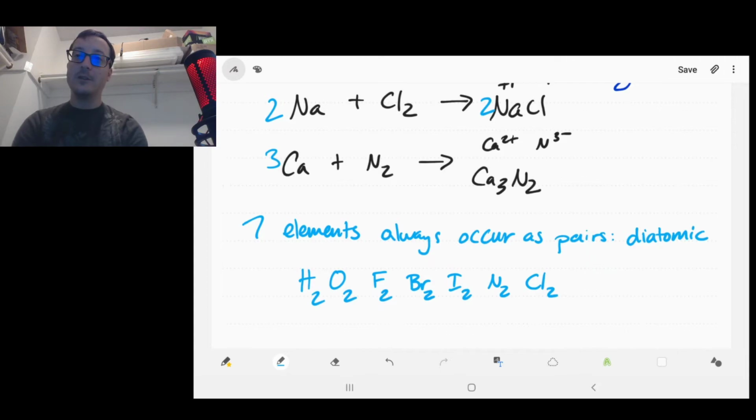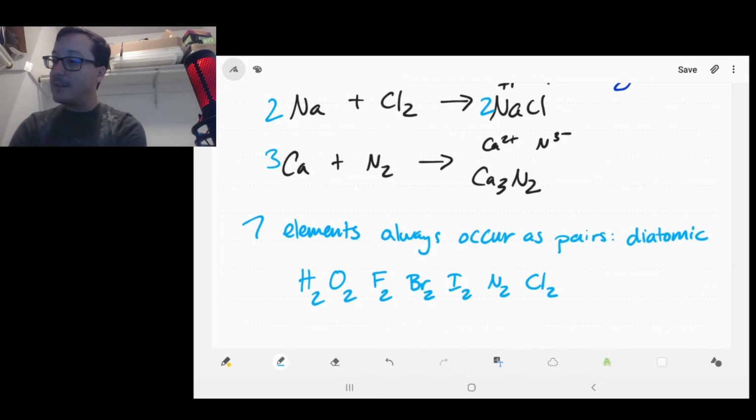You can also understand it's all of the halogens plus hydrogen, oxygen, nitrogen. If there's some way for you to remember that. There's plenty of mnemonics online I'm sure you could find as well. So you'll want to know that in chemical reactions, these elements always occur like this if they're by themselves. Sodium, calcium, whatever, those can just be by themselves. That's not a problem. But if you are ever dealing with one of these 7 elements by themselves, they should have the 2 on them.